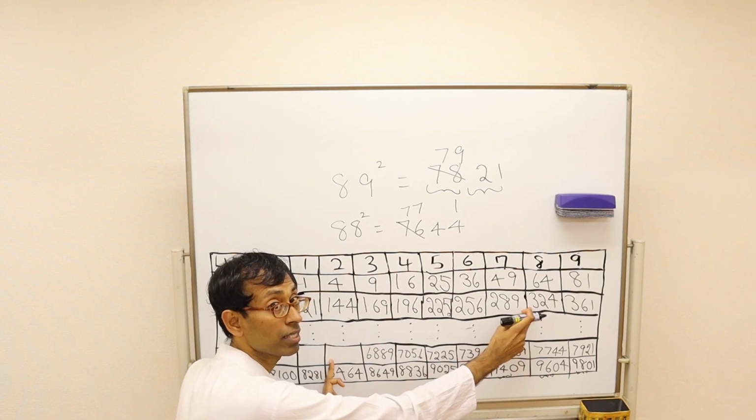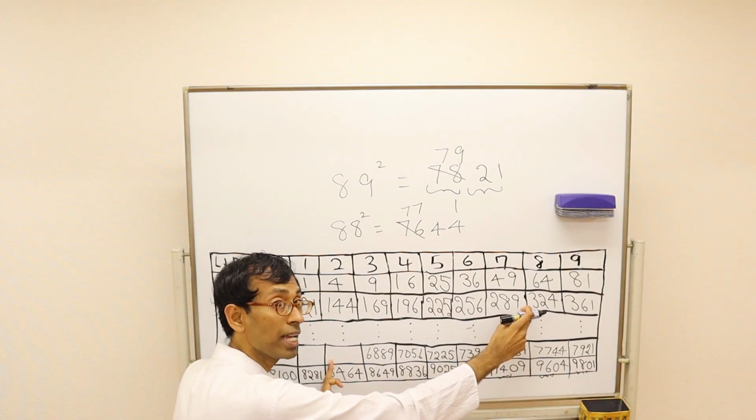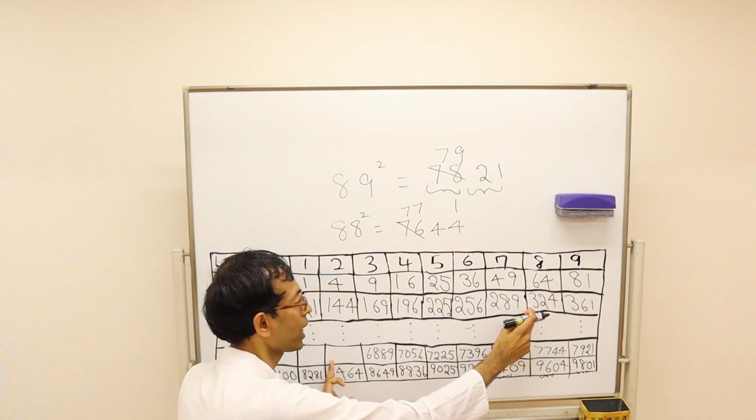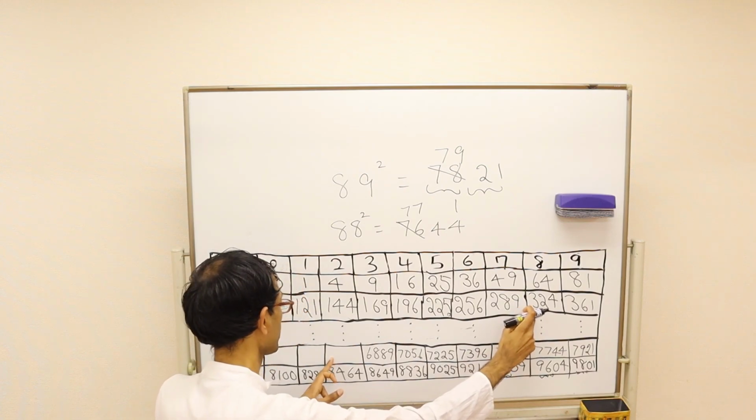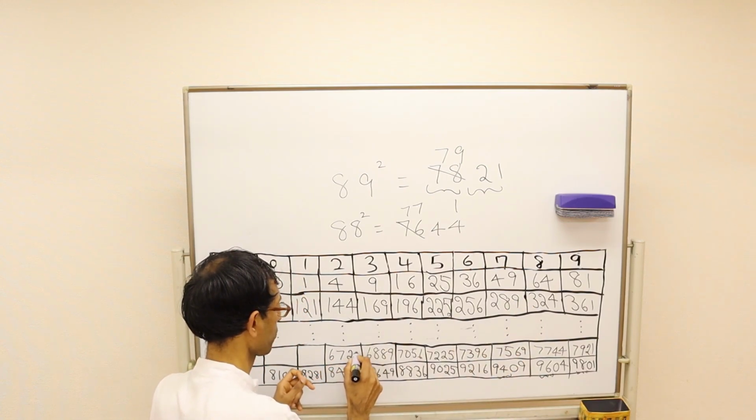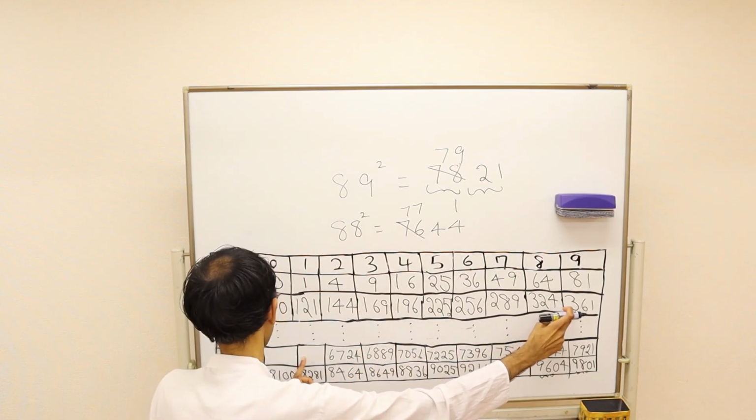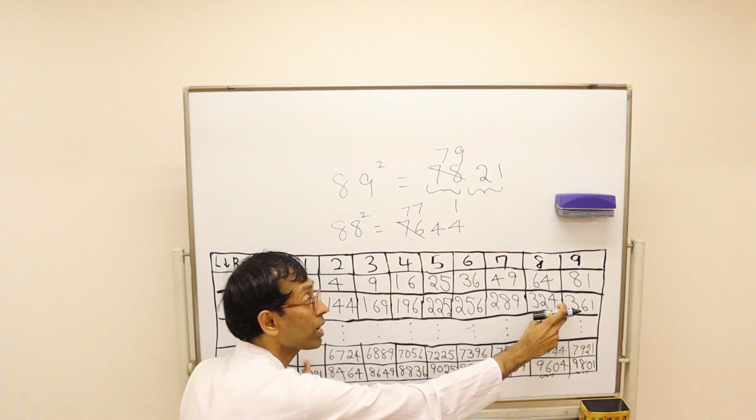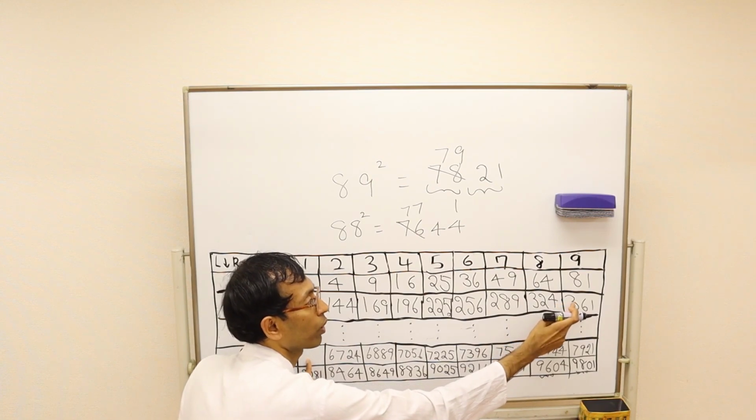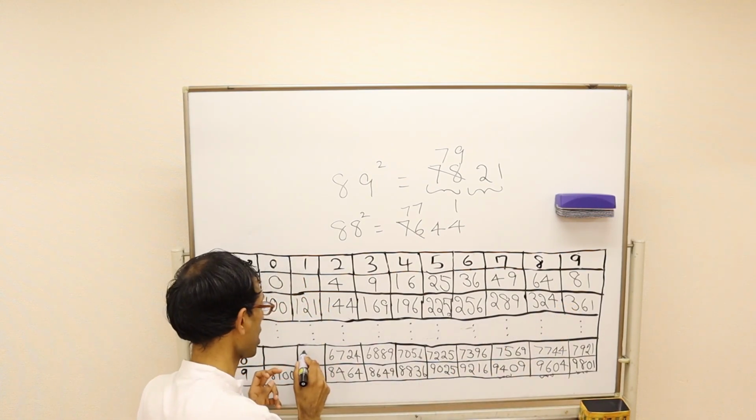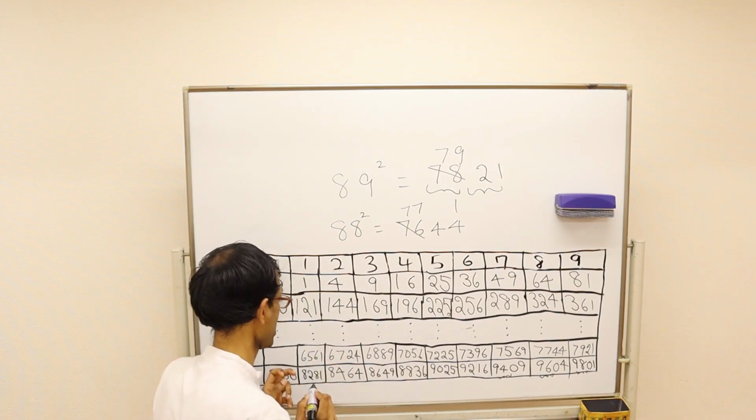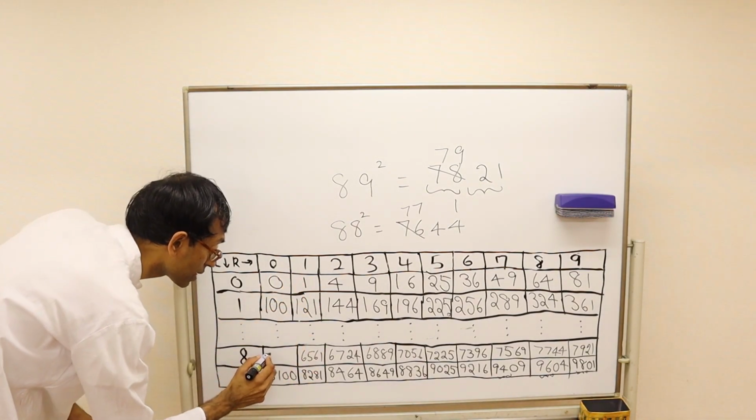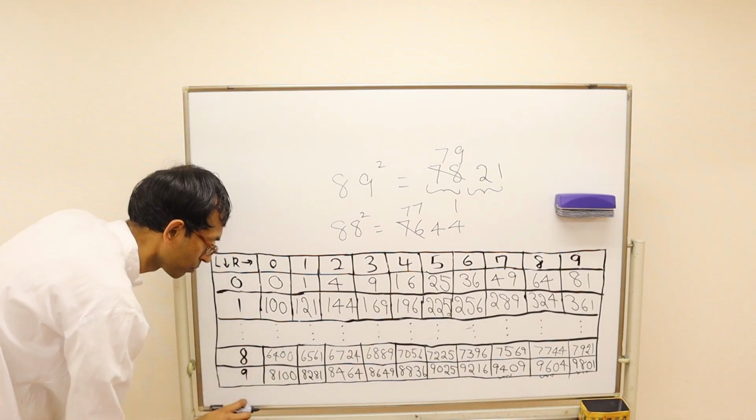So 82 square means the proximity is 18. So 82 minus 18 is 64, and there is a carry of 3, so 6724. And then you have 81 square, so the proximity is 19. So 81 minus 19 is 62. Here is the carry, so 6561. And then here you have 80 times 80: 8 times 8 is 64, and then you have 2 zeros.